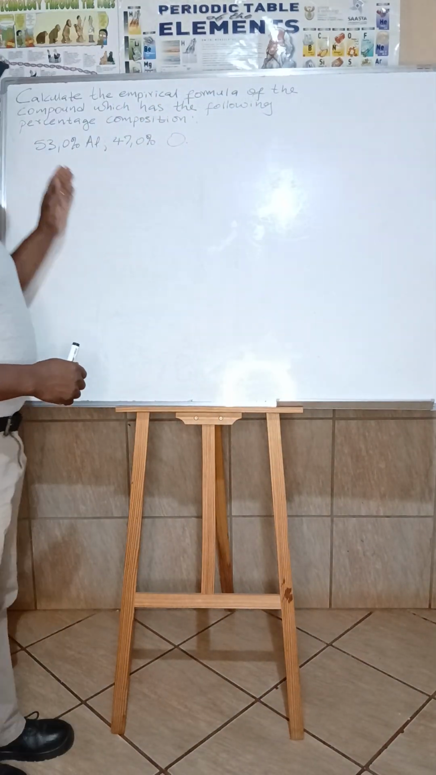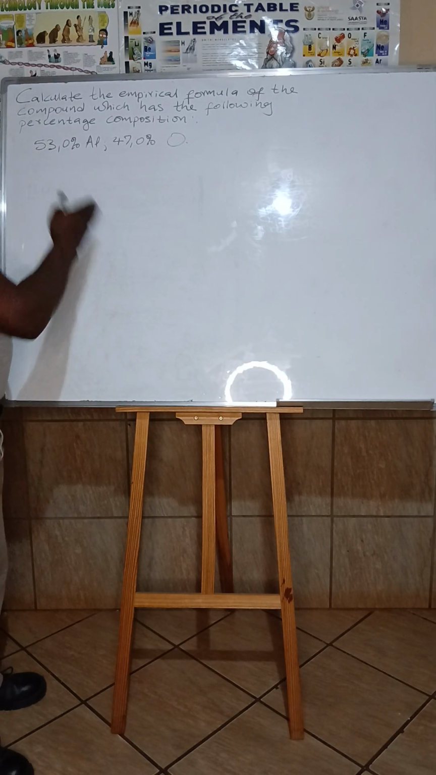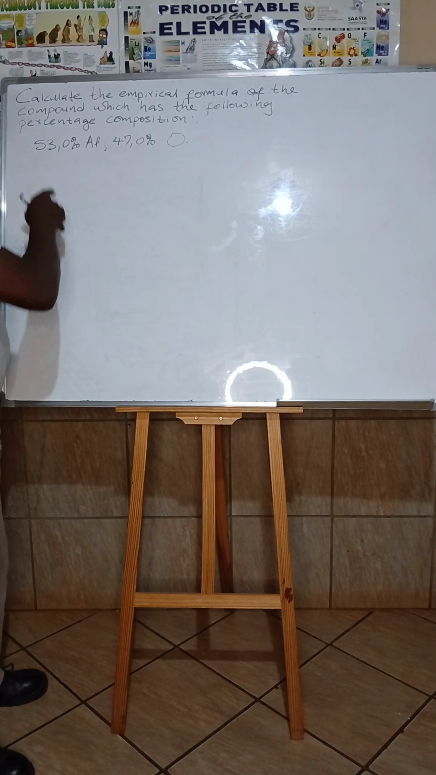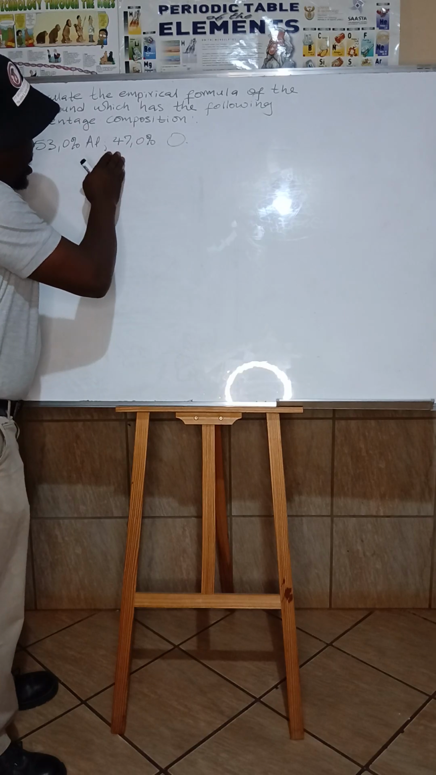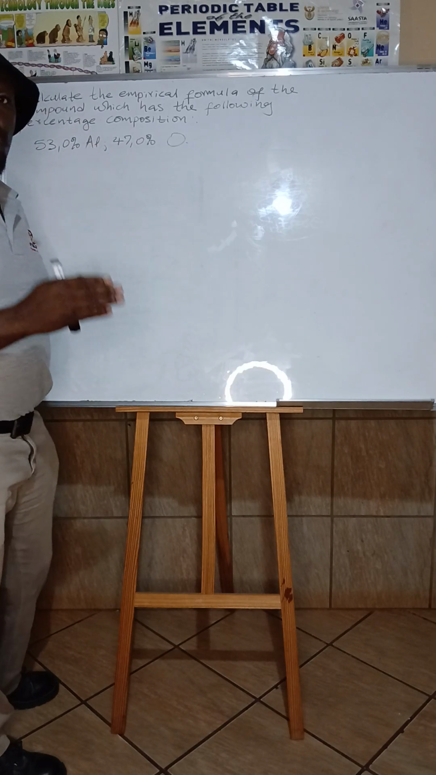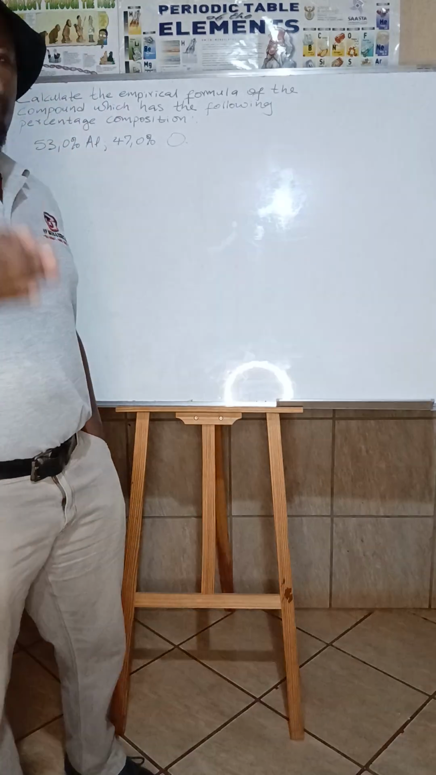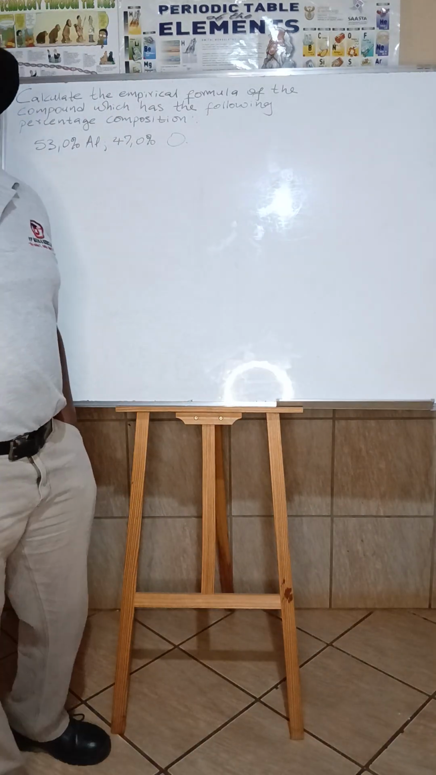Over here, we have an instruction which tells us to calculate the empirical formula of the compound which has the following percentage composition: 53,0% of aluminium and 47,0% of oxygen.